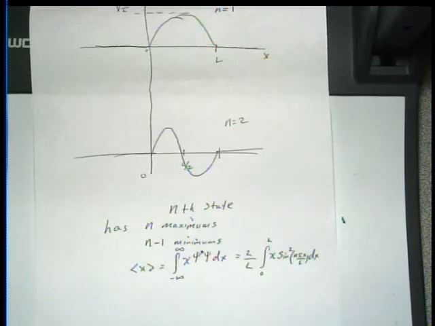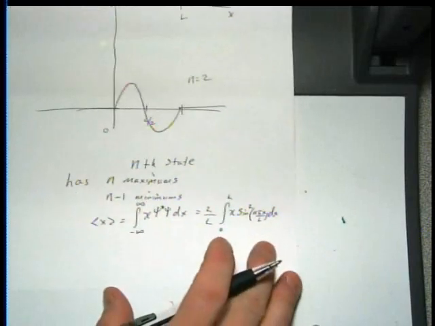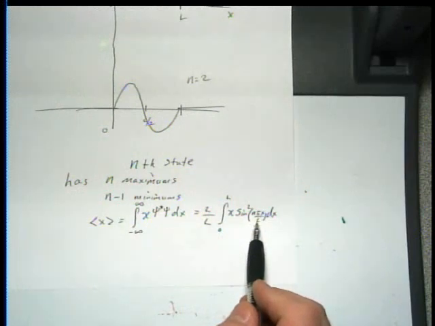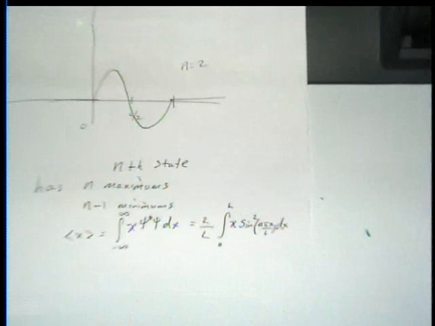Dr. Marble, after the x sine squared, what's in the parentheses? N pi x over L. That's what the wave function was. Okay. Awesome, thank you.